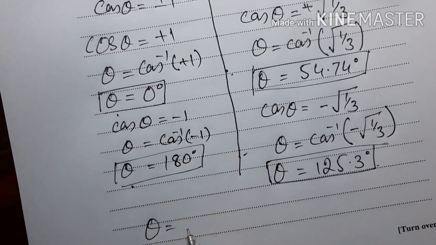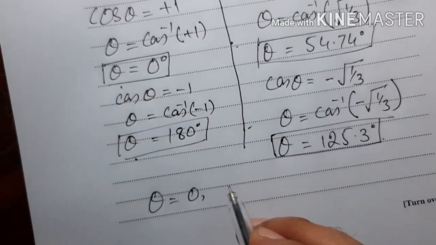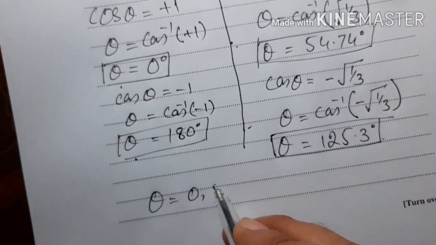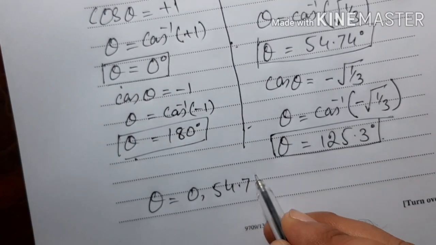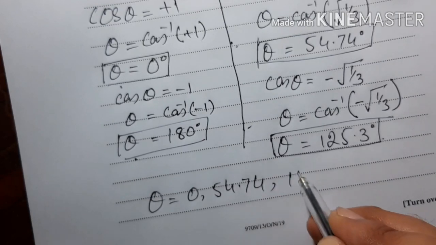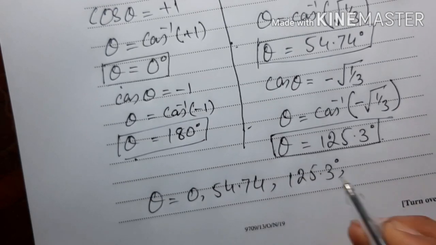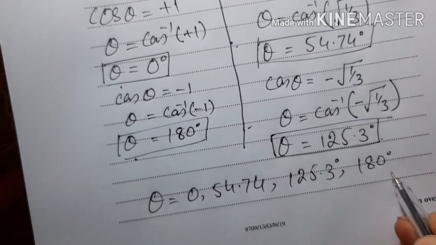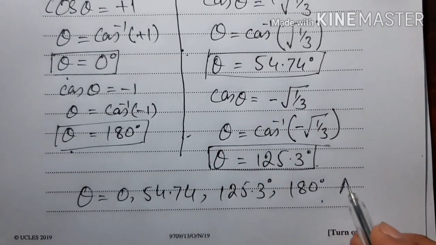So theta will be 0, 54.74, 125.3 and 180 degrees. So this is our answer.